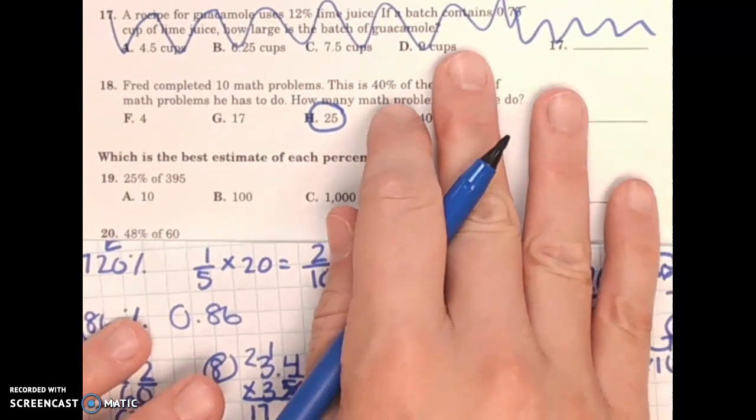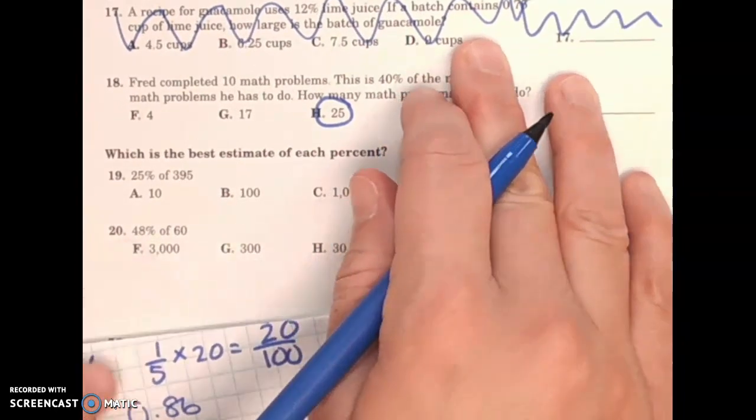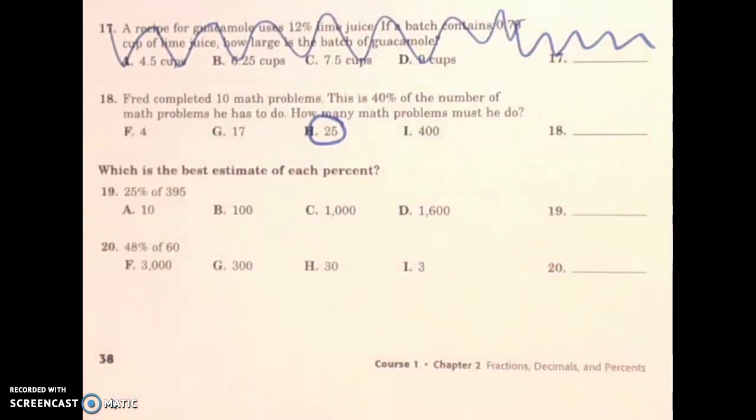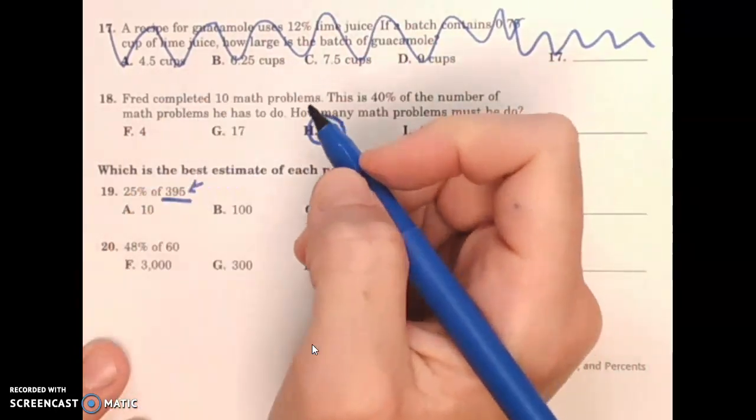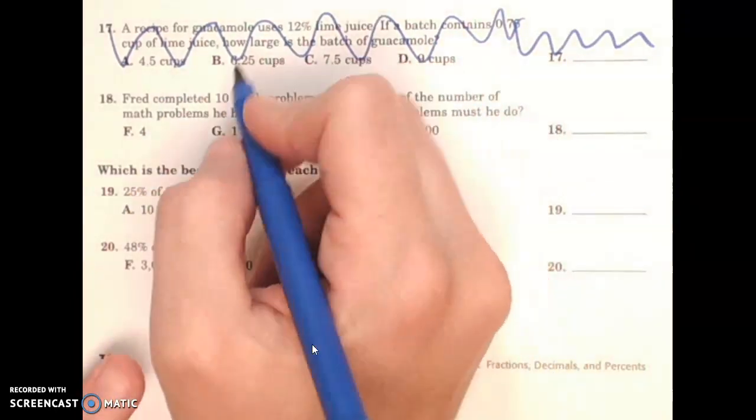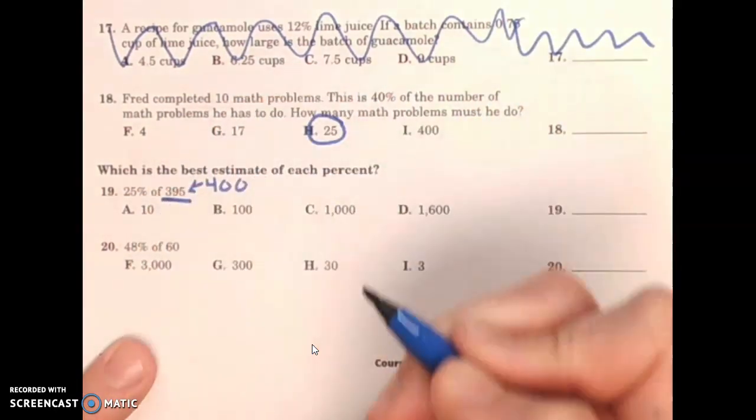Okay, which is the best estimate of each percent? So what we're going to do is we're going to estimate these numbers to what works the best for you. Okay, so we have 25% of 395 we're estimating. Since this guy is pretty high, we're going to estimate to the nearest 100. So that's going to change into 400.